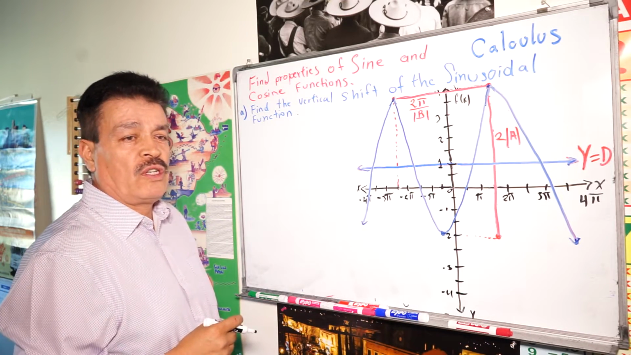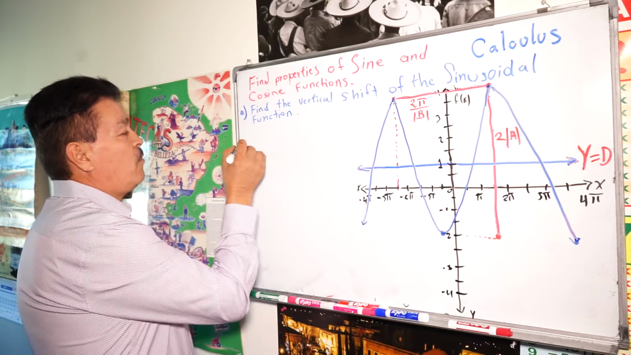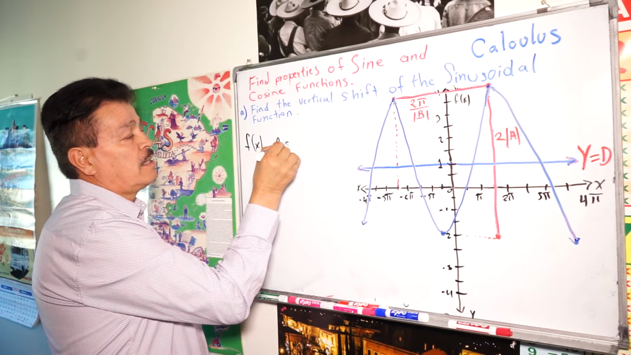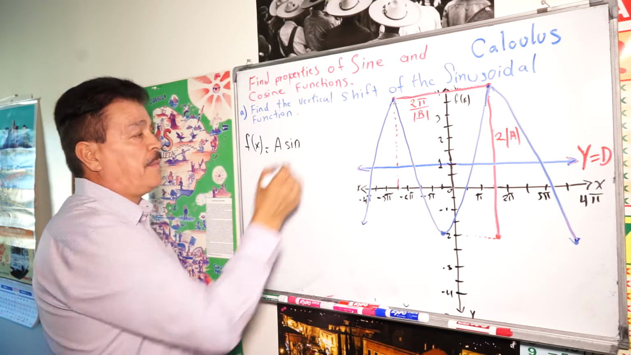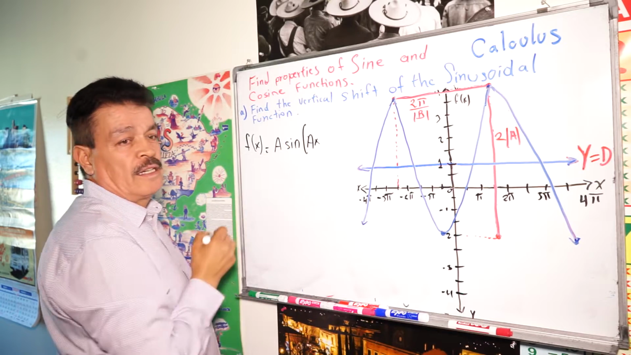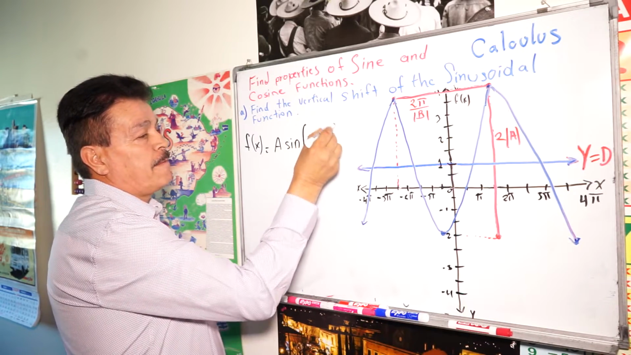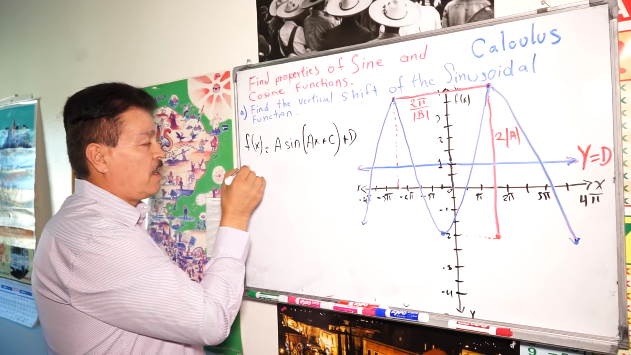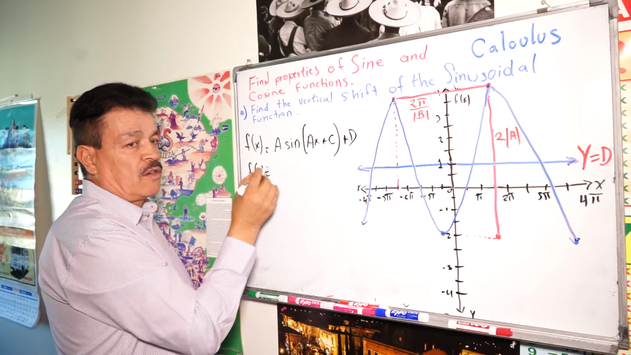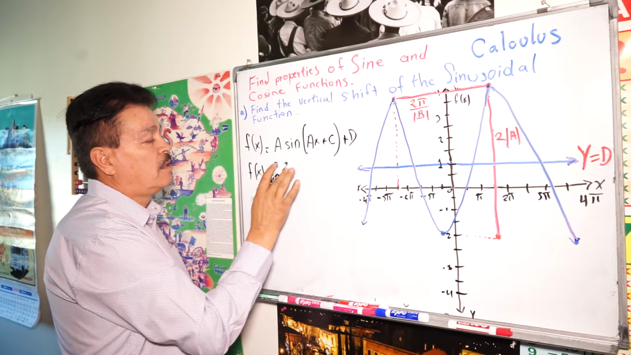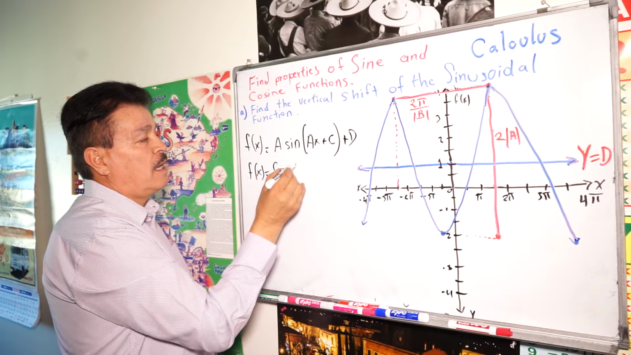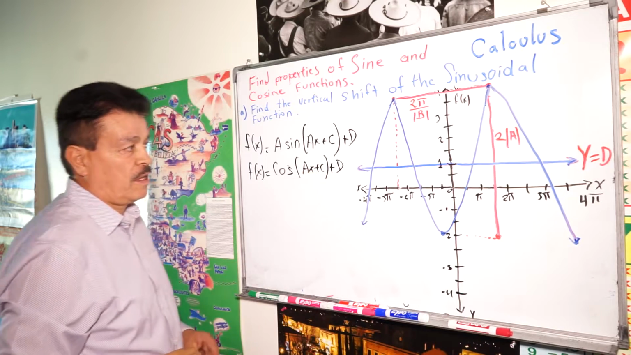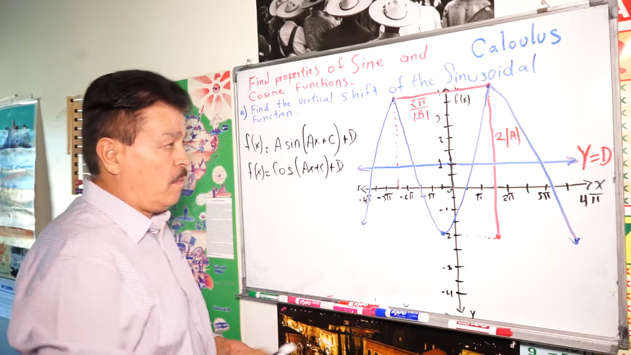A sinusoidal function has one of two forms. One form is f(x) equals a sine of (bx plus c) plus d. And the other form that we have is f(x) equals a cosine of (bx plus c) plus d. This is the second form, the cosine form.